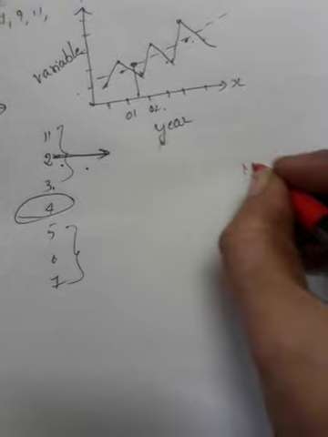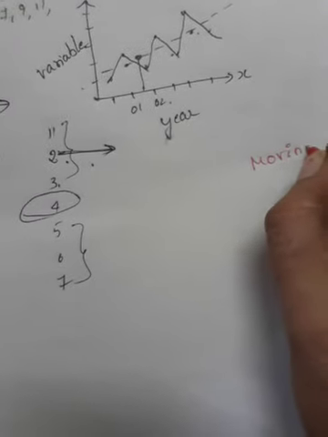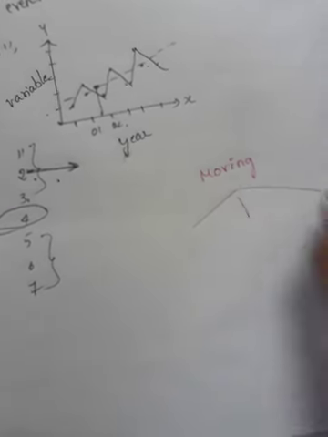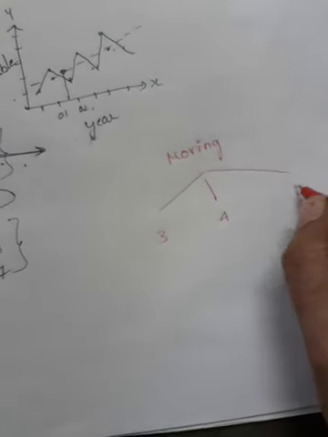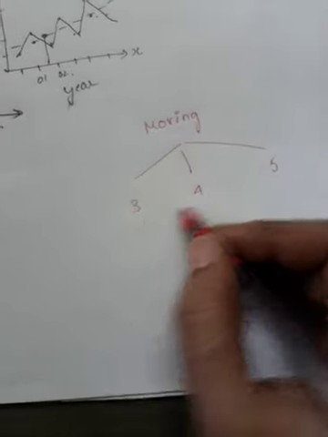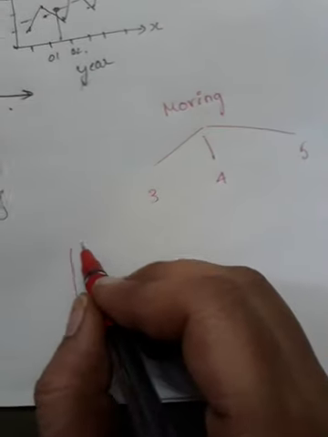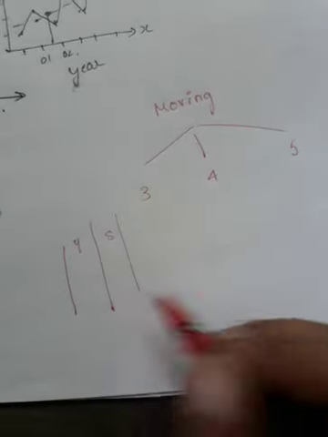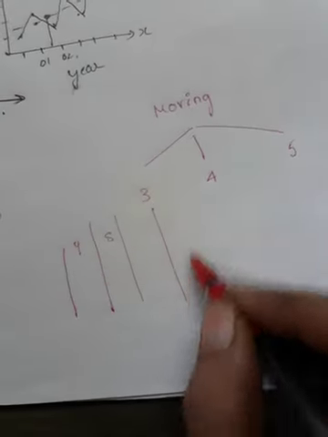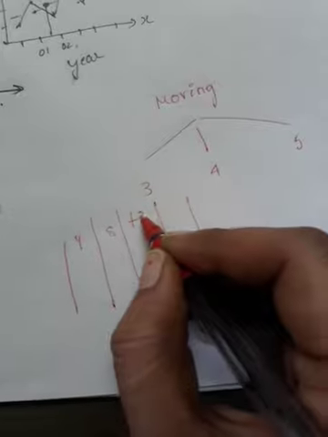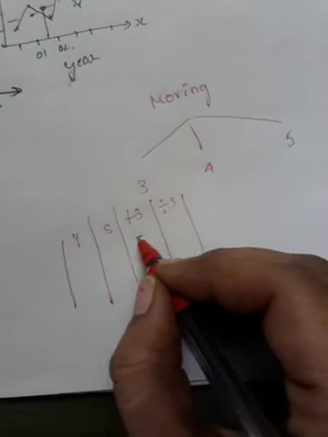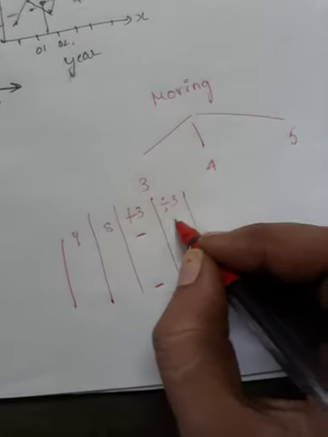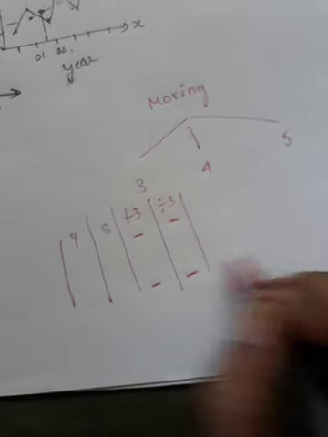Once again I will revise. In moving averages, we have how many varieties? 3 varieties. One is 3 yearly, one is 4 yearly and one is 5 yearly moving averages. For all these problems, the year column and sales column will be the same. For 3 yearly, take 2 more columns, add 3 values and divide by 3. How many rows do you need to leave? You need to leave 1 row above and 1 row below.